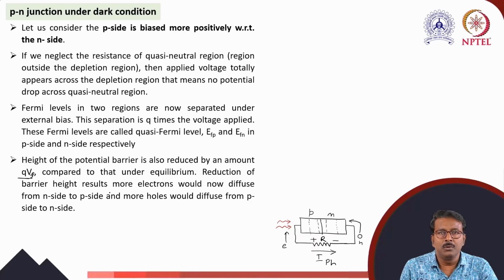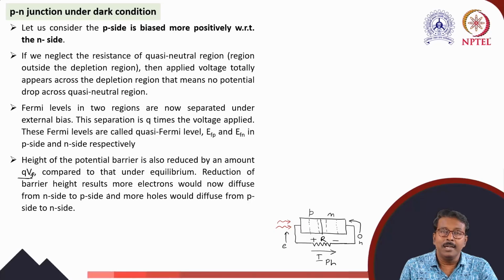But this diffusion will be additional diffusion due to reduction of the potential barrier. This we can call injection of carriers. That means holes are injected from P side to N side and electrons are injected from N side to P side. But after injection, when these holes from P side reach the N side, they become minority, because in N side holes are minority carriers.